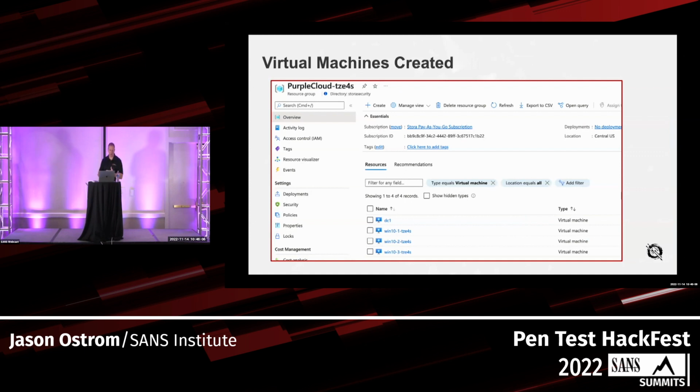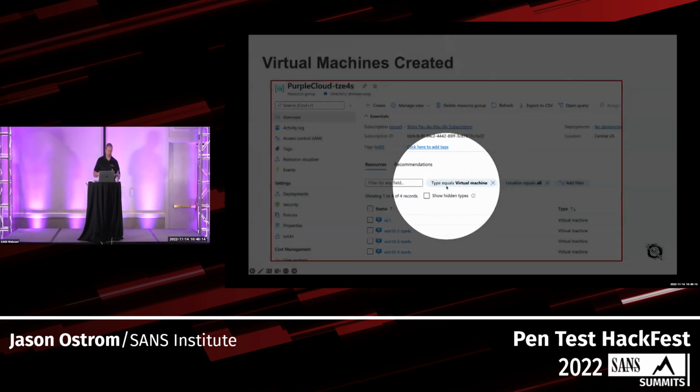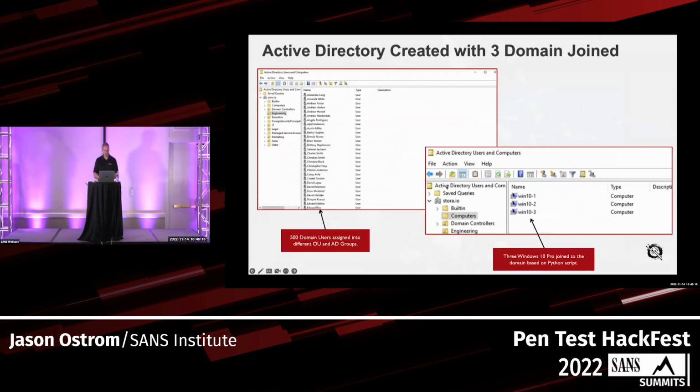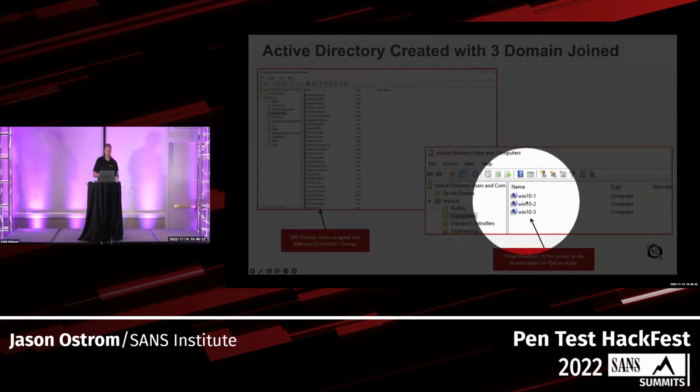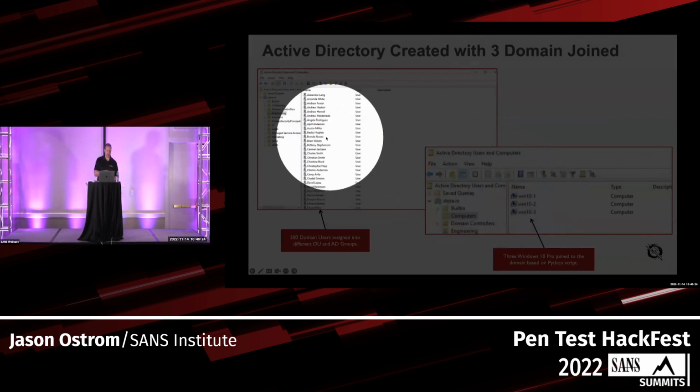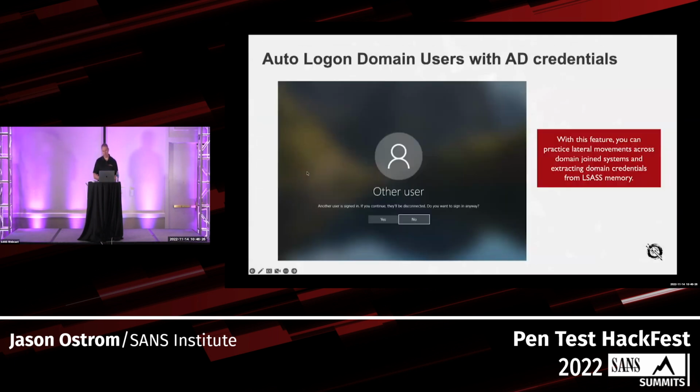And this is kind of a look at what it looks like inside of Azure. It's created 3 Windows 10, 1 domain controller. All of that was automated. This is a look inside of the Active Directory snap-in. We got 3 Windows 10 domain join and a bunch of users.